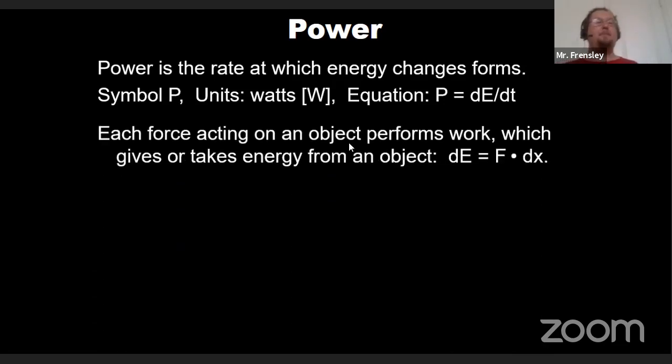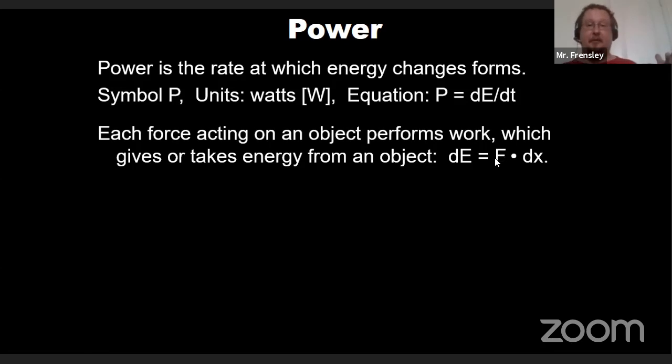Okay. Now, each individual force that acts on an object is going to perform work. So this is a review back to talking about work. If I have 5 forces acting on me, then I'm going to have 5 amounts of work. Some of those amounts of work may be positive, some negative, some zero, but 5 amounts of work, 1 from each force. And so each amount of work is going to give or take away energy from an object. I didn't use W here. Instead, I used dE, or if you're in Physics 1, delta E, right? dE is force dot dx, or delta x.